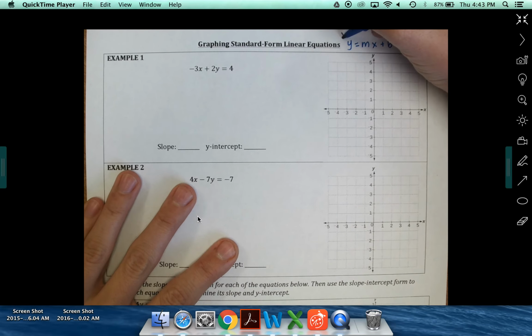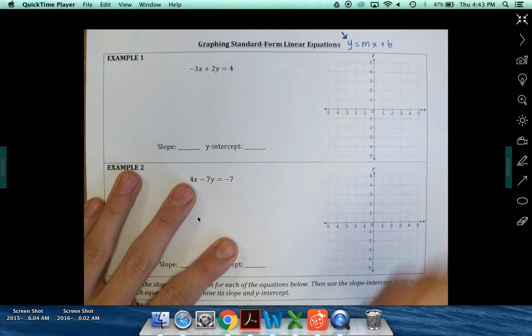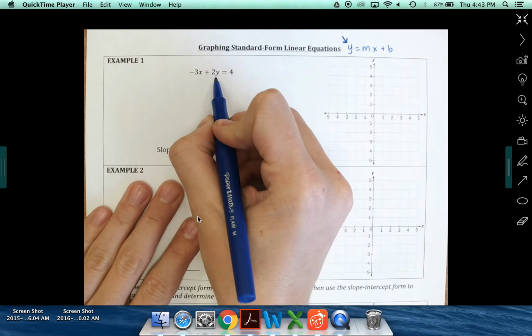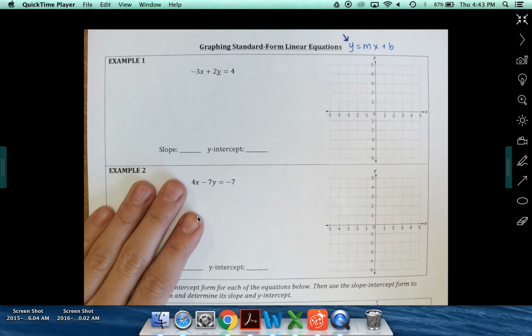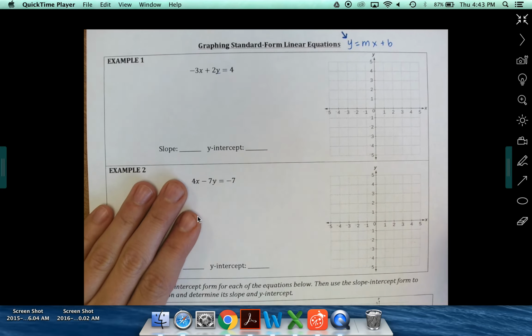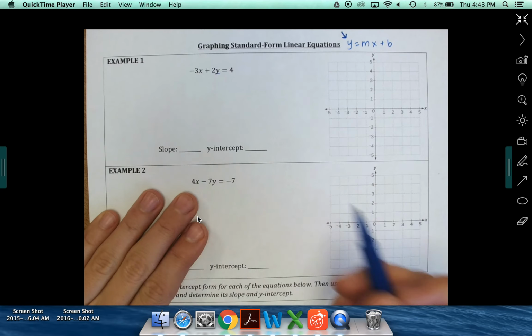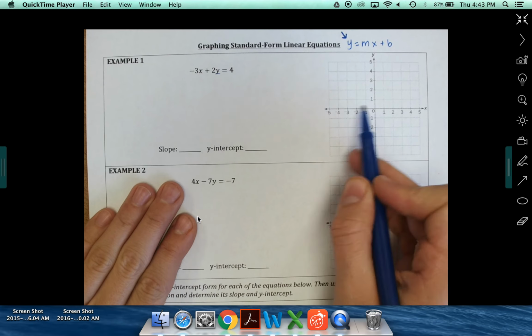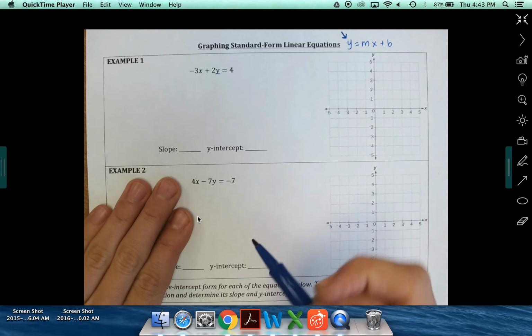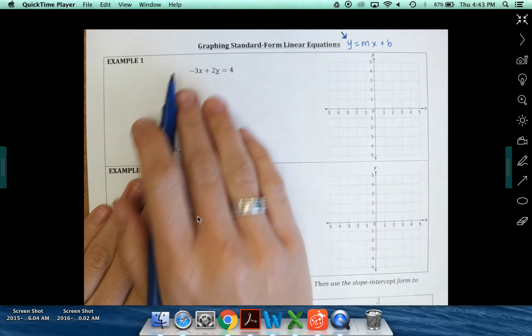So y needs to be by itself. We've got to figure out how to get that y completely alone so that we've got y equals mx plus b, because then it becomes very, very easy to identify our slope, our y-intercept, and to graph this equation. It's very similar to what we've done in the past.